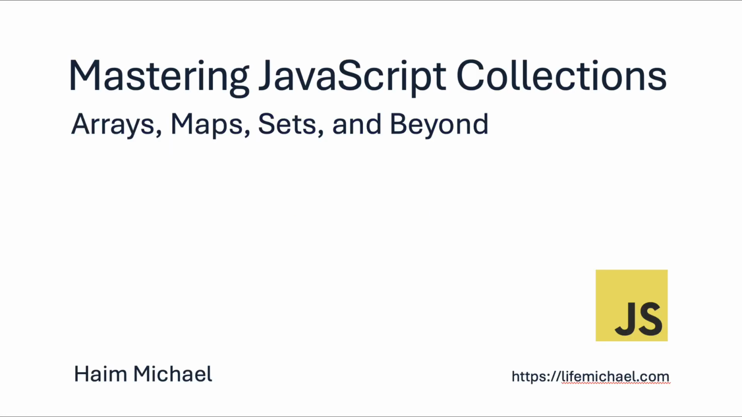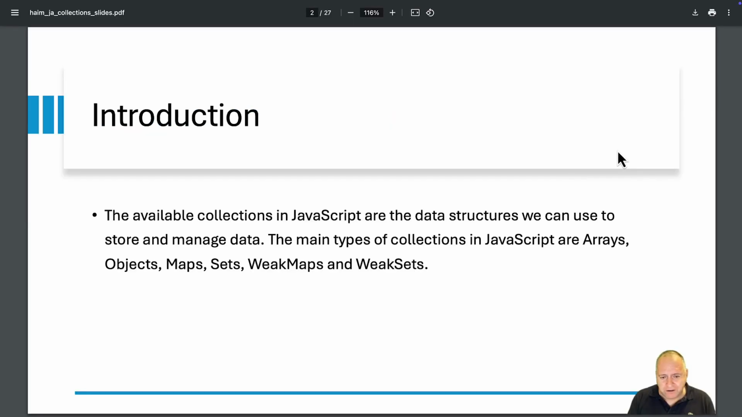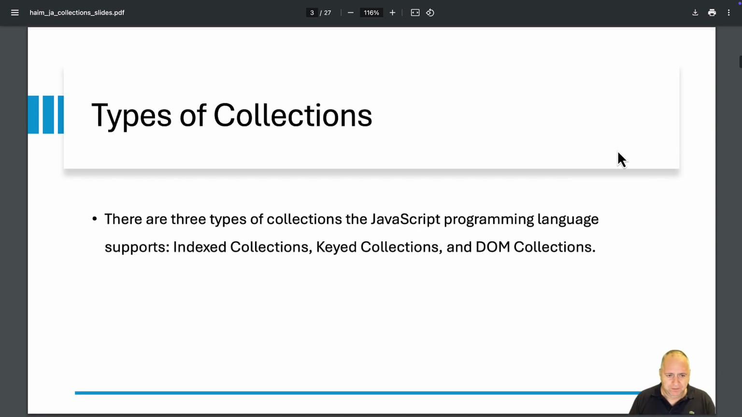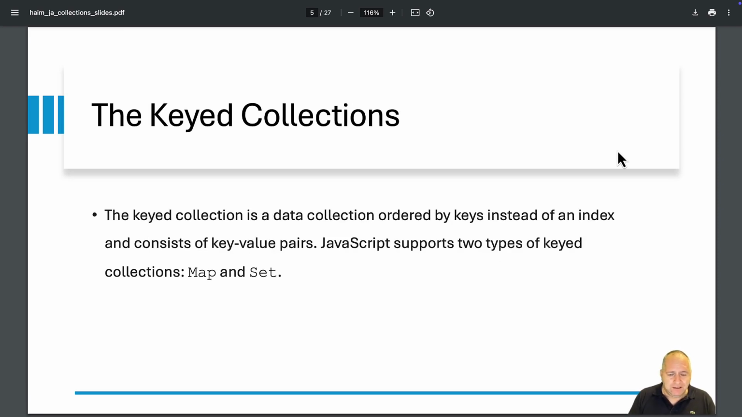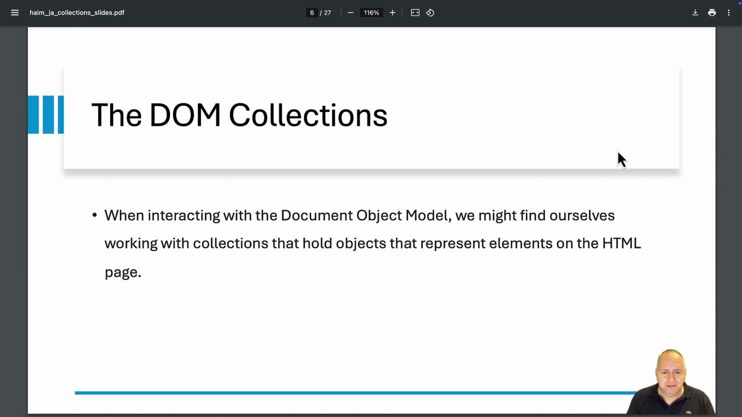Hello everyone and welcome to my talk about the collections we have in JavaScript. We have various types of collections, and most likely you are already familiar with most of them. We can categorize those collections into three groups. There are the indexed collections such as the array, there are the keyed collections such as map, and there is the group we call DOM collections.